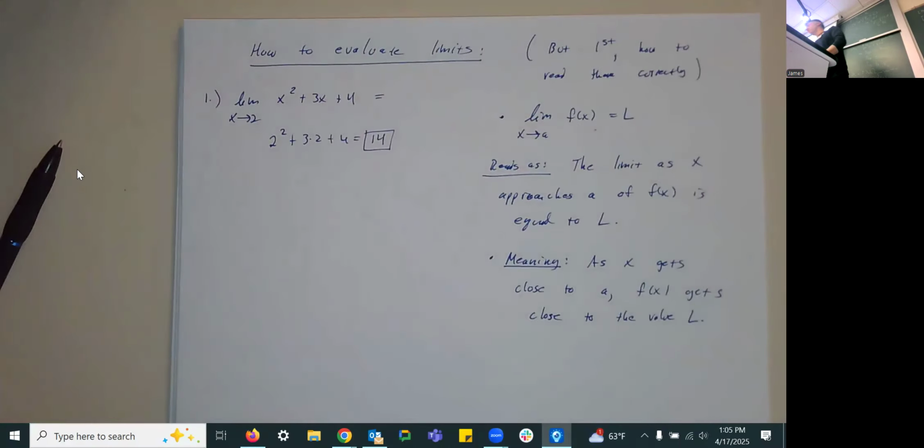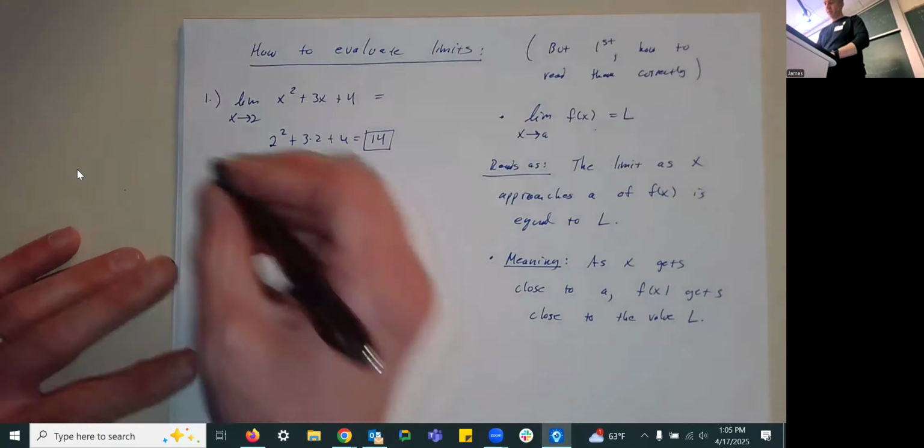So usually, if you just see something that's normally defined, if you can plug in x and get a value as the output, that's your limit. Let's look at some other examples.